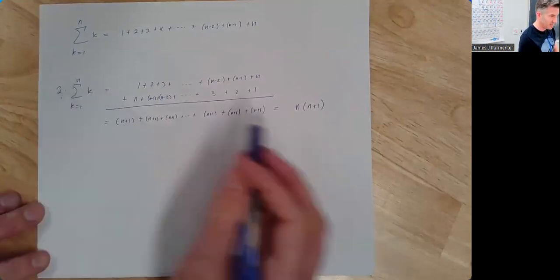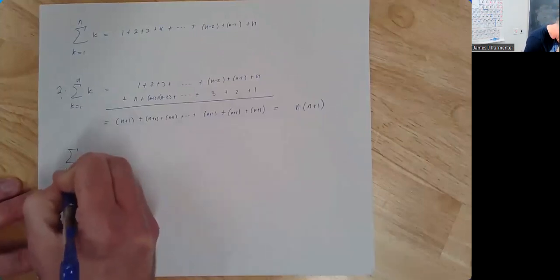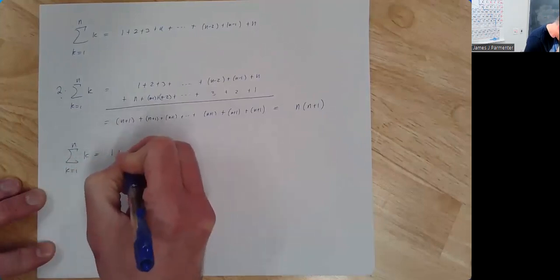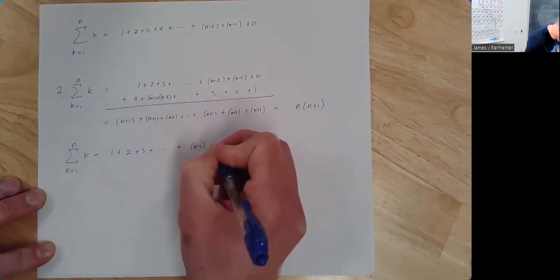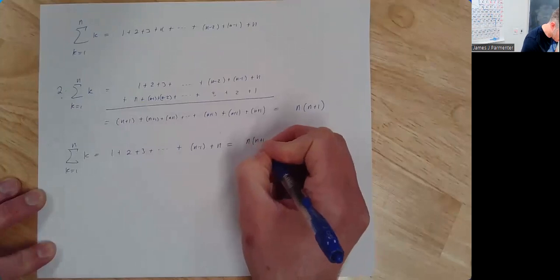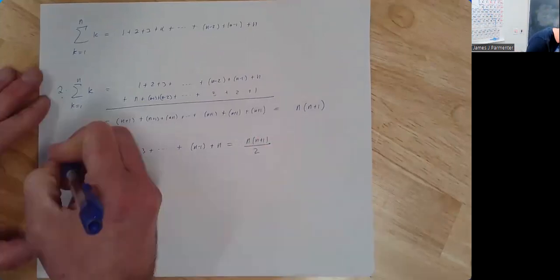So if we divide both sides by 2, we can say that the sum from k equals 1 to n of k, which is just 1 plus 2 plus 3 plus all the way to n minus 1 plus n, is equal to half of that: n times n plus 1 over 2. Pretty cool. I think it's really cool.